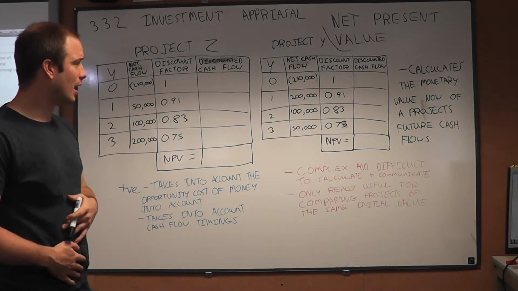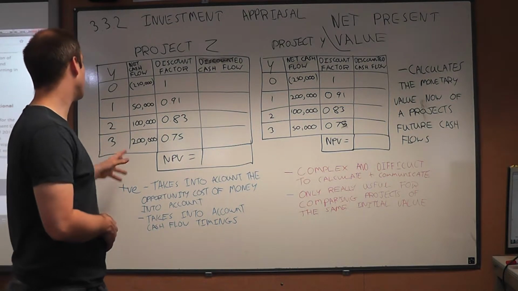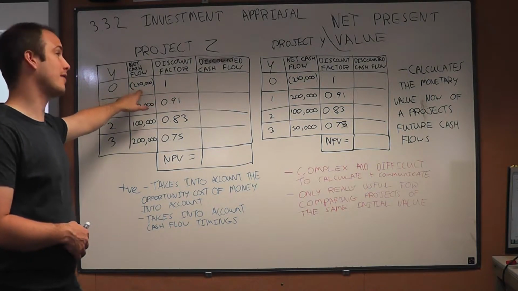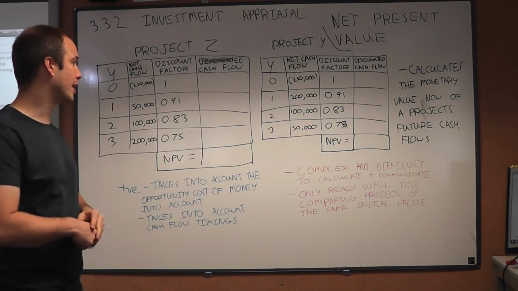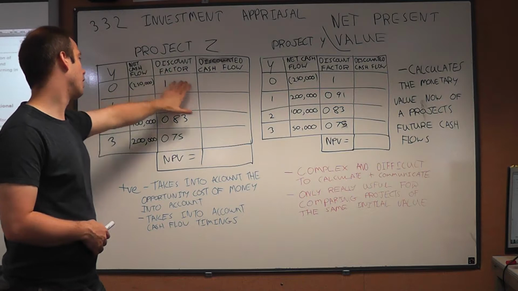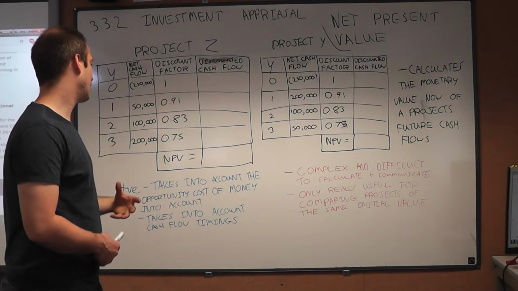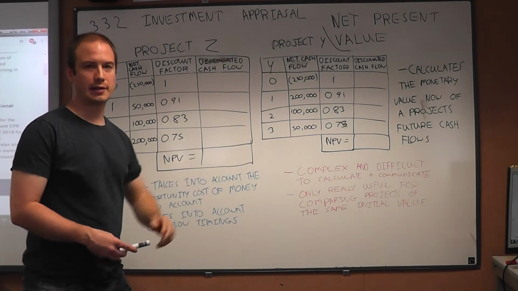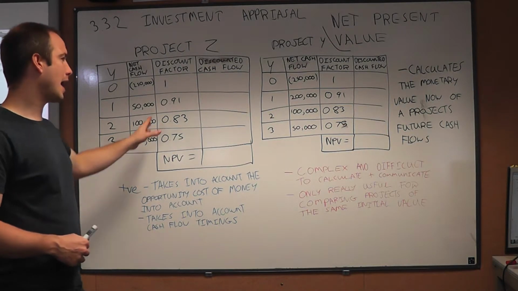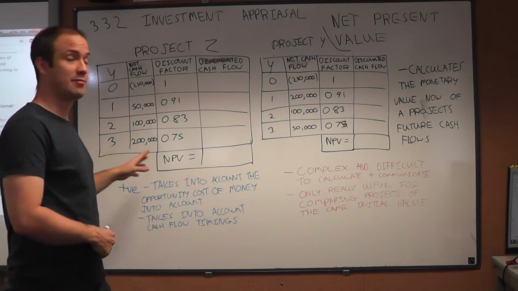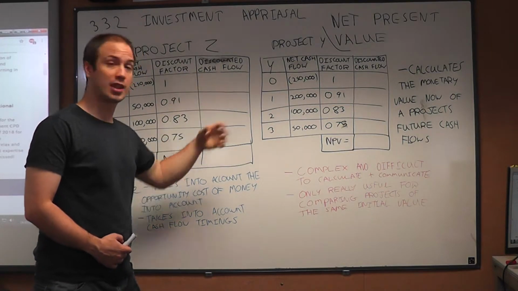Okay, so we've got two projects here, and the initial investment is £250,000 for both projects. Same initial investment. We've got our discount factors here accordingly, as provided by Edexcel, so we don't have to calculate them. And if you look at our net cash flows, we have the same nominal value of these cash flows, just that they're coming in different years.